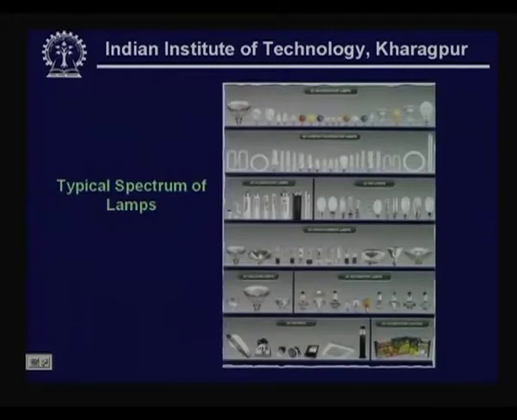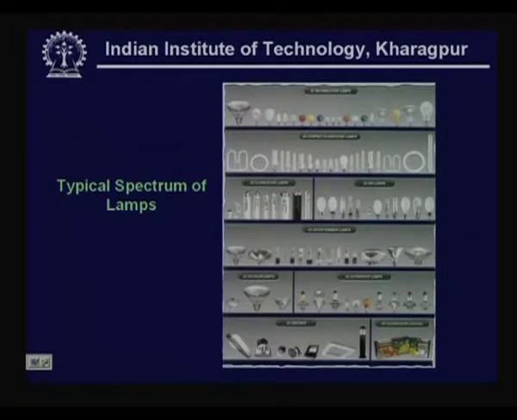Now this is a picture which shows the spectrum of lamps that are available, right from incandescent lamps, compact fluorescent lamps, and therapeutic lamps, and all kinds of lamps. One could see fluorescent lamps of various shapes, circular, and U-shaped, etc. So these are some of the pictures.